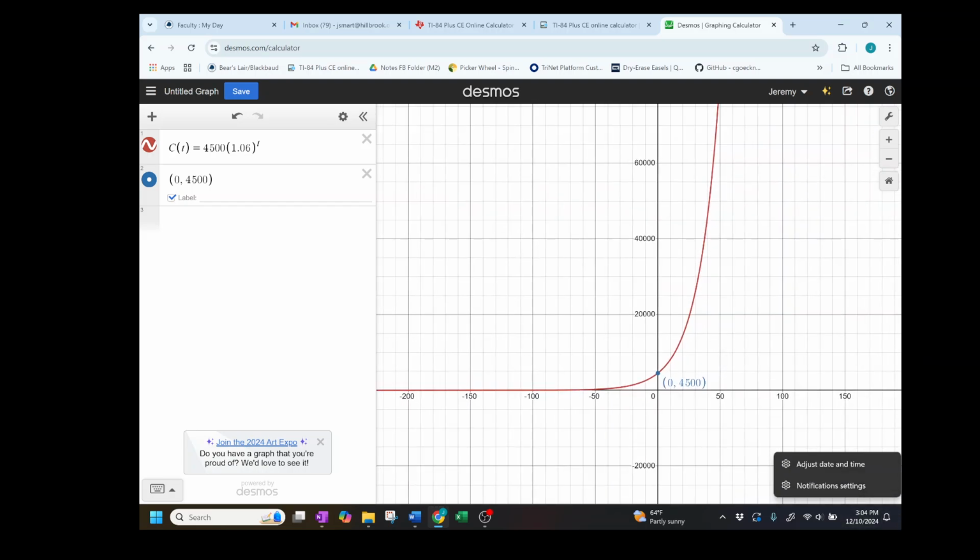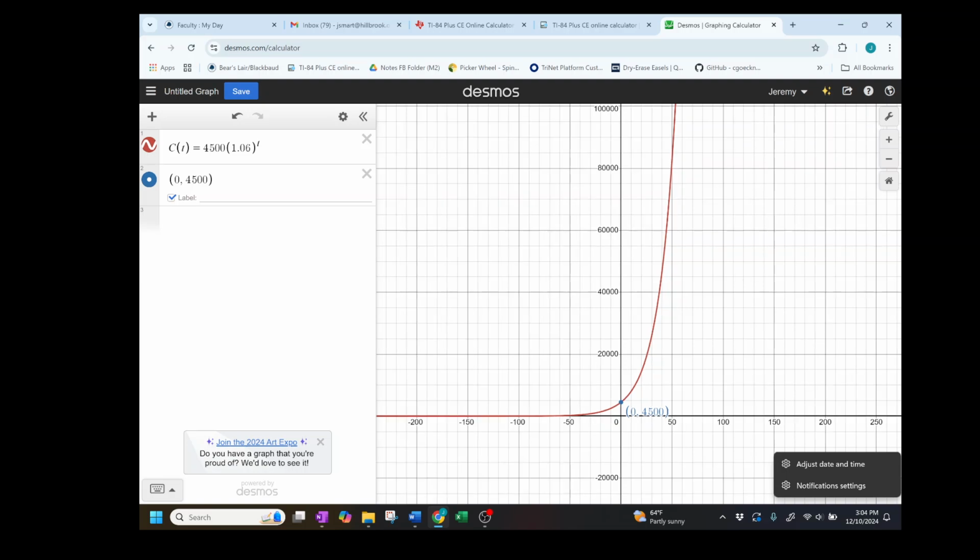Whoa. Look at how fast that thing starts growing. 45 years is somewhere around here, right around there. So in another 10 years, you get up to 55. That's not even on this chart. You're already up above $100,000 a year. So you can see these things grow very quickly.